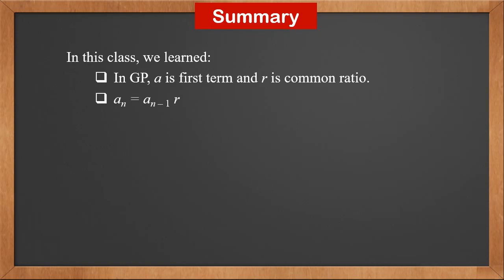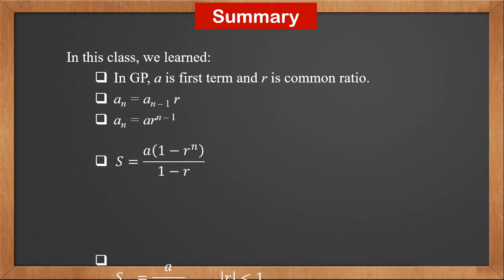In this class, we learned: in GP, A is the first term, R is the common ratio. An is An minus 1 times R. An is AR to N minus 1. Sum of the first n terms is A times 1 minus R to N over 1 minus R. Sum to infinity is A over 1 minus R, when R's modulus is less than 1.